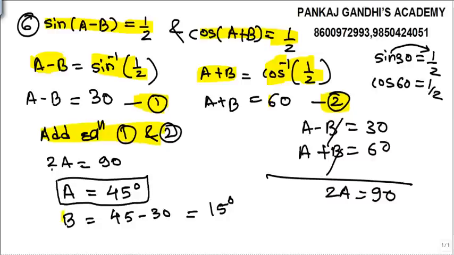Similarly, for the value of b, we can put the value of a in any equation. We put it in equation 1. So we get the value of b as 45 degrees minus 30 degrees, which is equal to 15 degrees. So the answer is 45 degrees and 15 degrees.